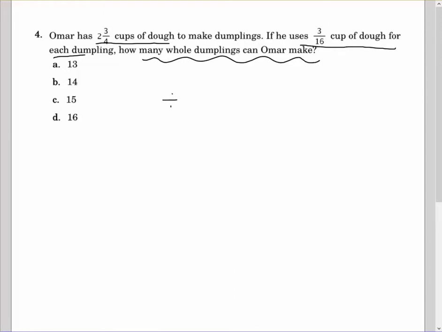So we need to decide what number we're going to put as our dividend, which is getting divided up. What's getting split up here? Is it the dough getting divided, or is it the dumplings getting divided? You're not dividing each dumpling up, right? You're dividing your dough up. So the dough number is 2 3/4, and we're dividing it into dumplings. That's why we put 2 3/4 first, not because it happened to be said first. It's because the dough is what we're splitting up.